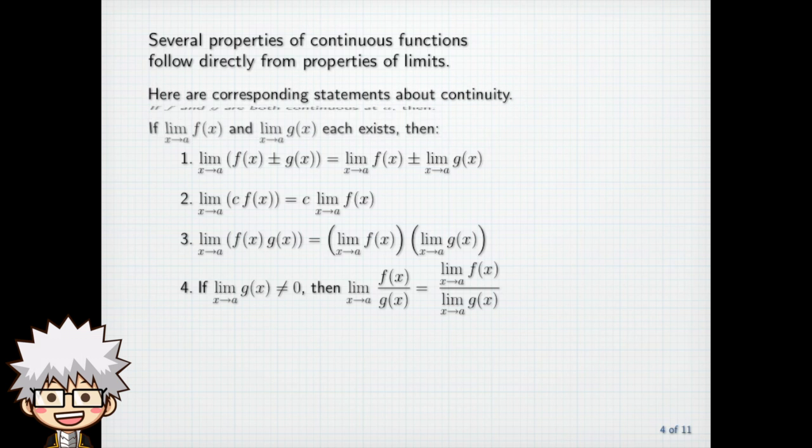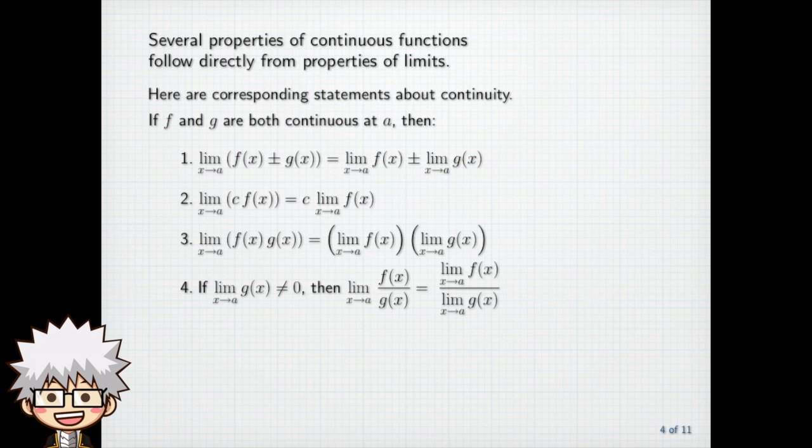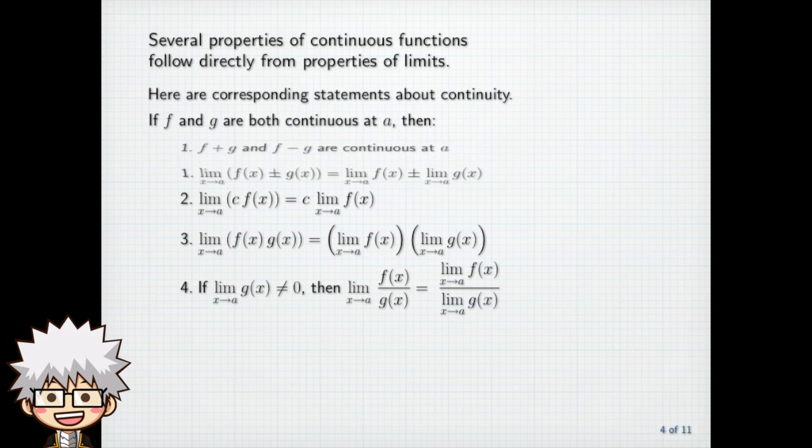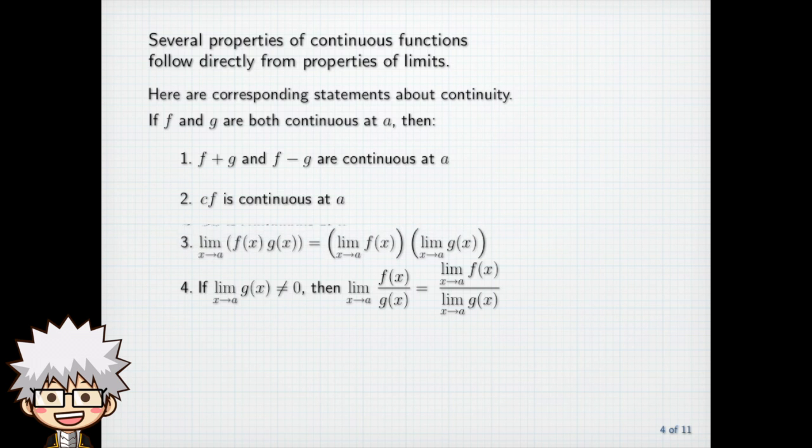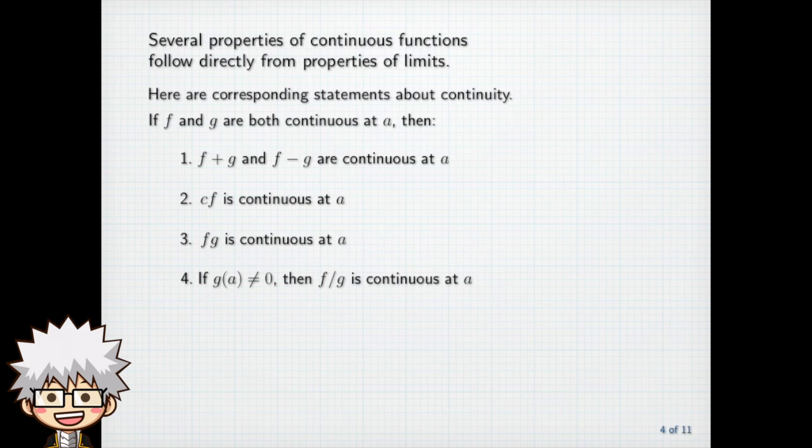If f and g are both continuous at a, then f plus g and f minus g are both continuous at a. Any constant times f is continuous at a. F times g is continuous at a. And if g of a is not 0, then the quotient f divided by g is continuous at a.